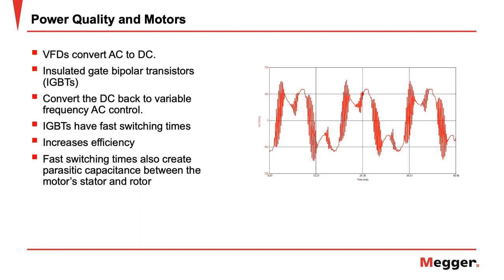VFDs convert AC to DC. Insulated gate bipolar transistors, or IGBTs, are used to convert the DC back to a variable frequency AC control. IGBTs have fast switching times. This reduces energy losses, allowing for higher efficiency. However, these fast switching times create parasitic capacitance between the motor stator and rotor.